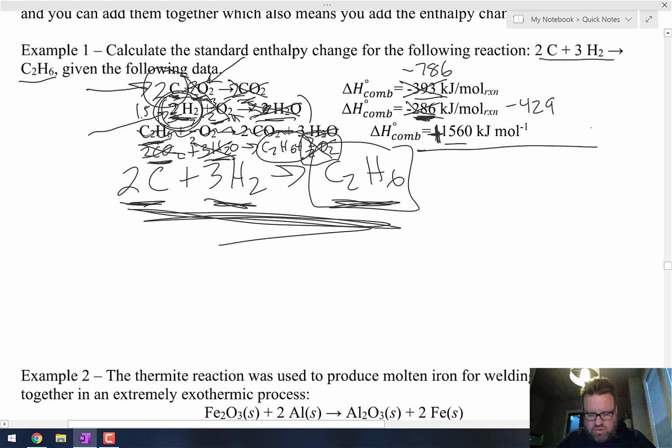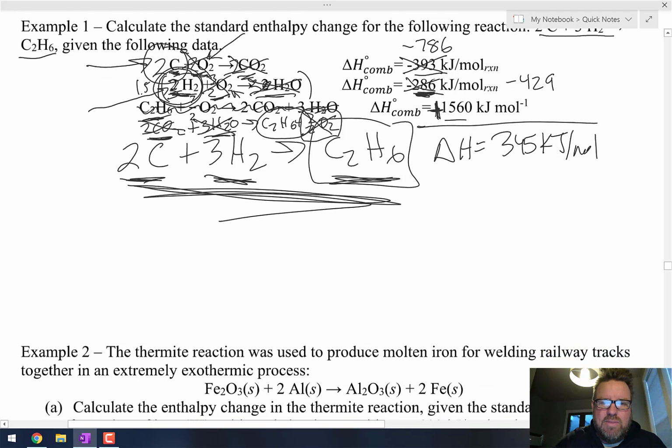So now what do we do with our enthalpy changes? This one I do need a calculator for. Now we just combine them all together. So we take negative 786, subtract 429, and then we add 1,560. And this reaction is going to have an enthalpy change of 345 kilojoules per mole.